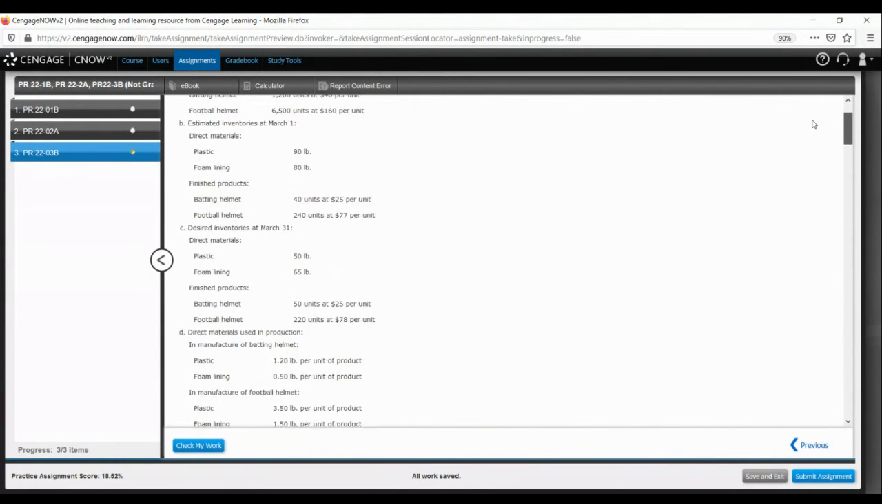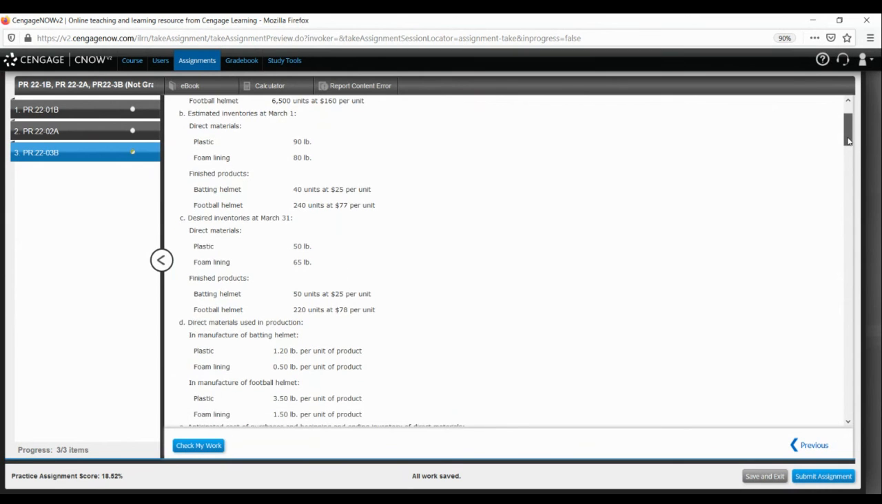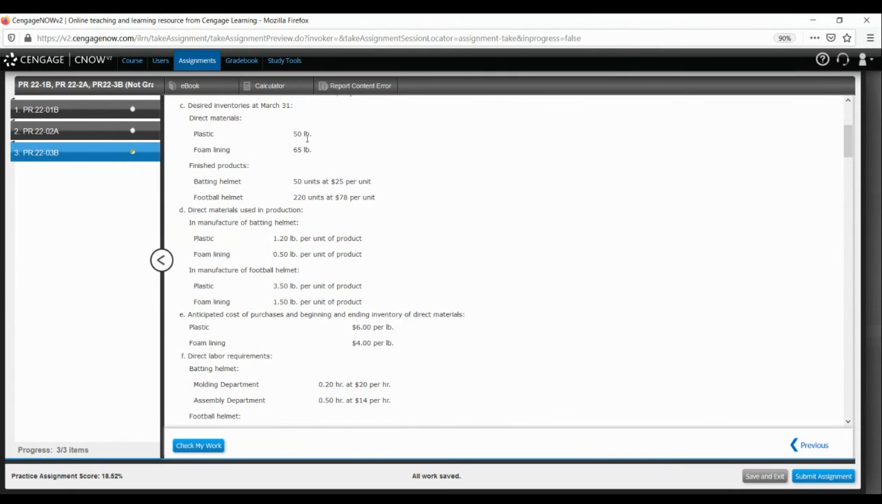We're going to look at the ending inventory amounts for our materials. There are 50 pounds of plastic that, again, we would have to multiply by the cost of that plastic. So the 50 pounds is going to be multiplied by the $6. And then you'll have to find the ending inventory of the foam lining, which is 65 pounds times $4. And then you combine the two of those together.